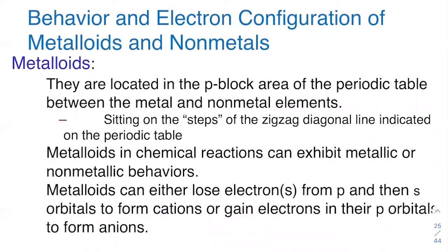Behavior of the metalloids. Let's talk about those just a little bit before we get more in depth with the nonmetals. Metalloids are located in the p block. They are the steps or the zigzag diagonal line on the periodic table. They can exhibit metallic or nonmetallic behaviors. They can either lose electrons from the p and then the s orbitals to form cations, or they can gain electrons. They can do both. So we won't be asking you to predict any of these cation behaviors. Just know that they can do both. They can act like metals or they can act like nonmetals.